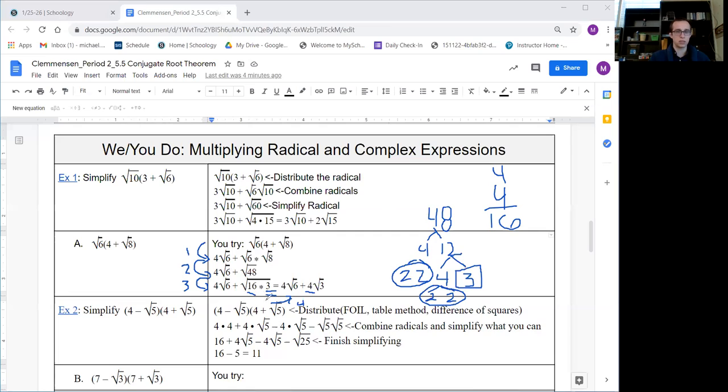And so the square root of 16 is that 4. And the square root of 3 is left over. Right? So that's how I get that. Square root of 16 becomes 4. Square root of 3 stays the same. There's nothing I can do to 3 to make it into a perfect square. Any other questions? All right, then let's move on to the next section.